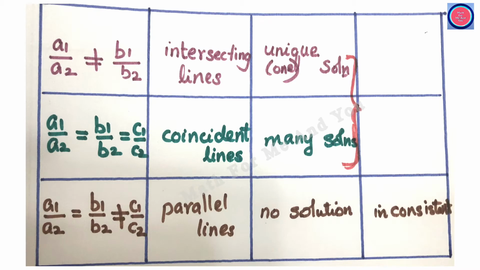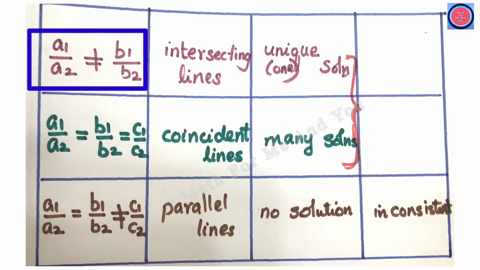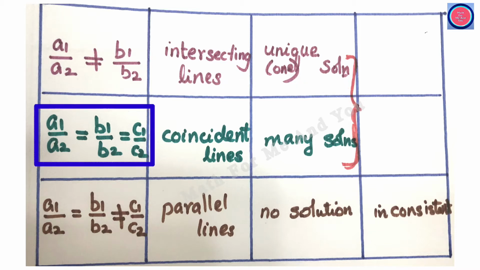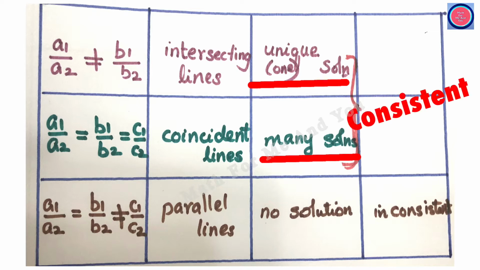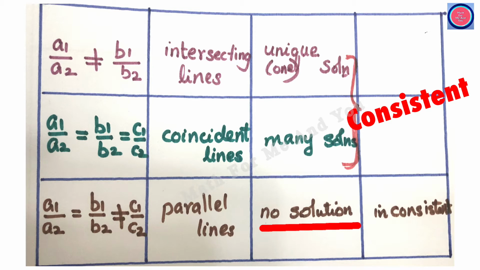Then we have to remember the condition: if a1 by a2 not equal to b1 by b2, the lines will be intersecting. They have a unique solution. If a1 by a2 equals b1 by b2 equals c1 by c2, then the lines are coincident lines and have many solutions. If the pair of linear equations has a unique solution or many solutions, whatever the number of solutions it may have, we call them a consistent pair of equations. If the equations have no solution, we call them an inconsistent pair of equations.